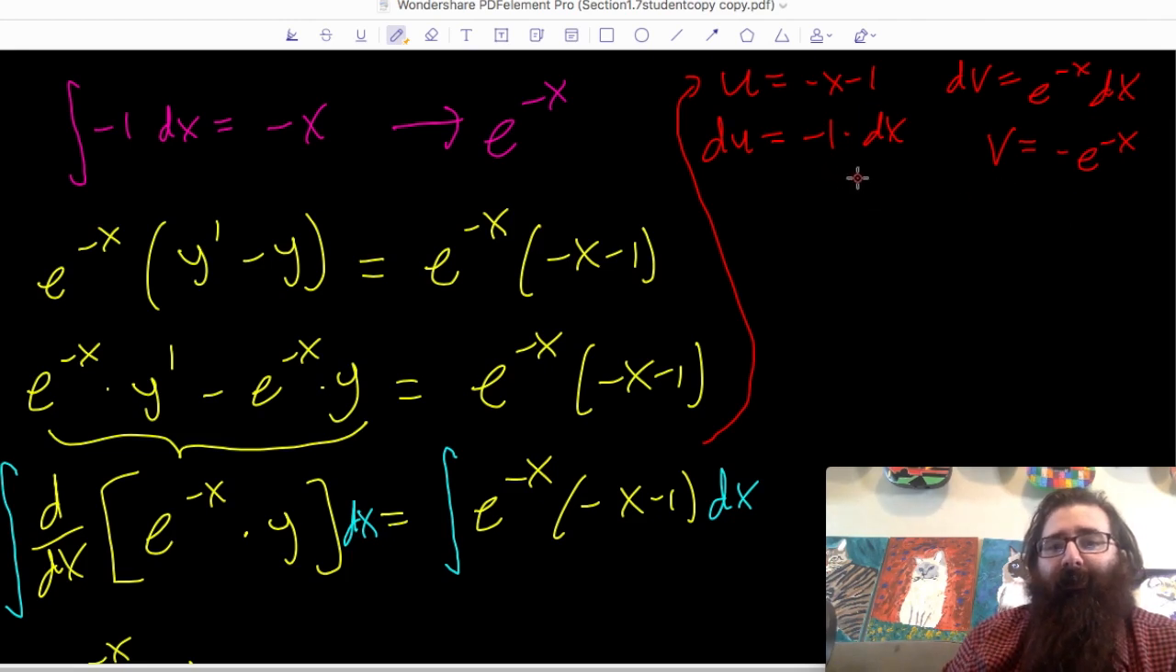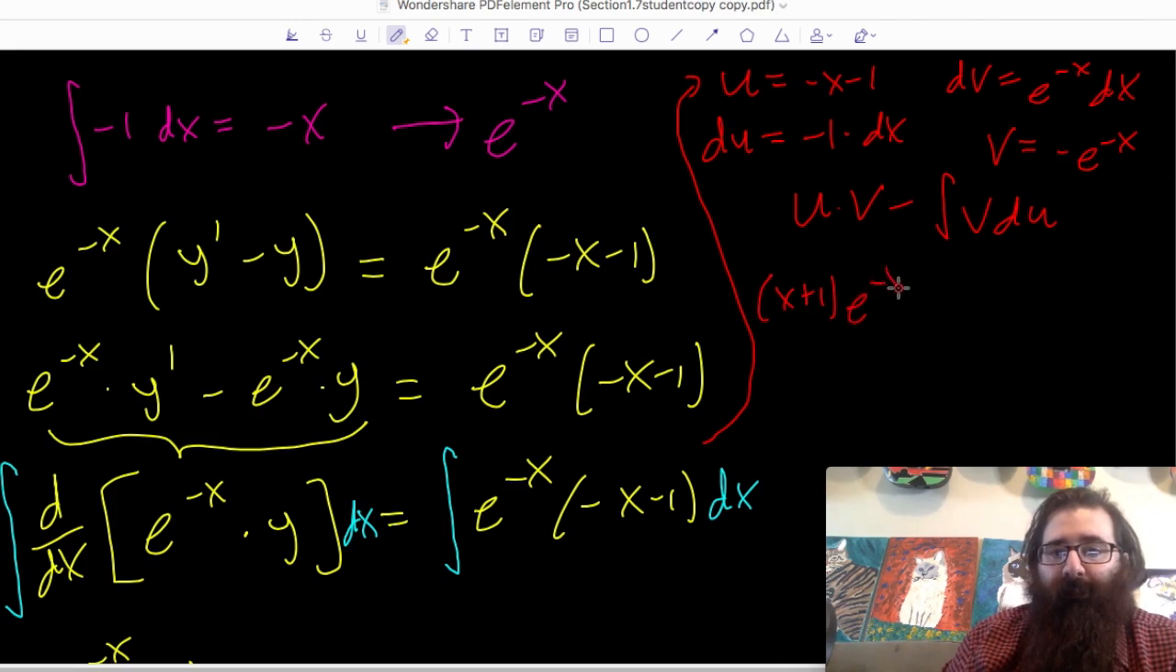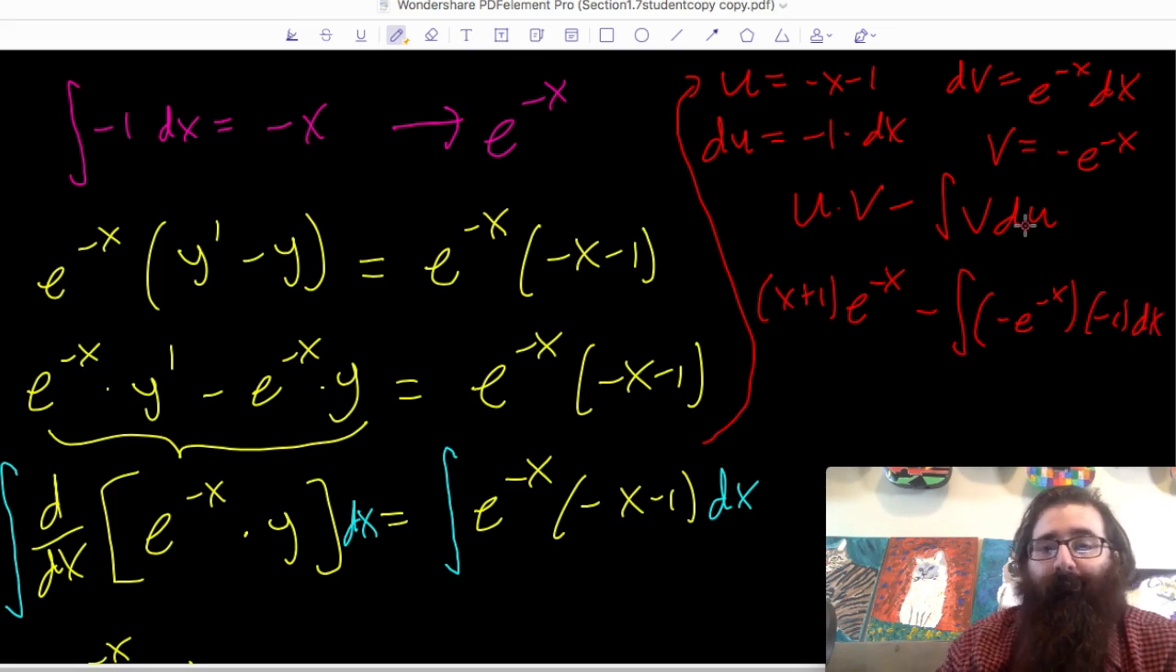And then I want to plug into my formula's right-hand side. That's the integral of u times dv, which is what I'm starting with, is equal to u times v minus the integral of v times du. Now u times v, if I just multiply these together, notice I have this minus sign that I can distribute through. So this is going to become positive x plus 1 times e to the minus x. And then I have minus the integral of v, which is negative e to the negative x times -1 dx. So v times du.